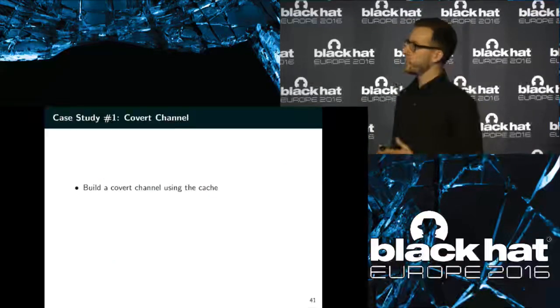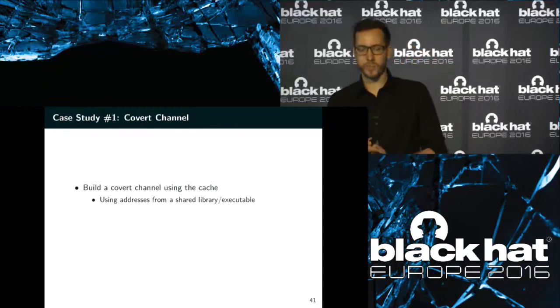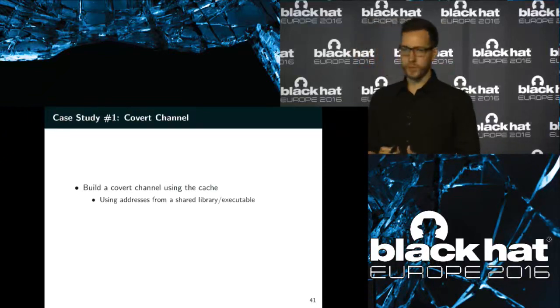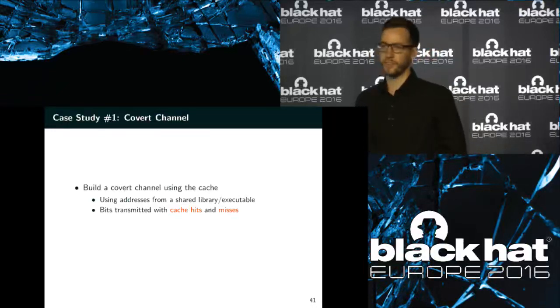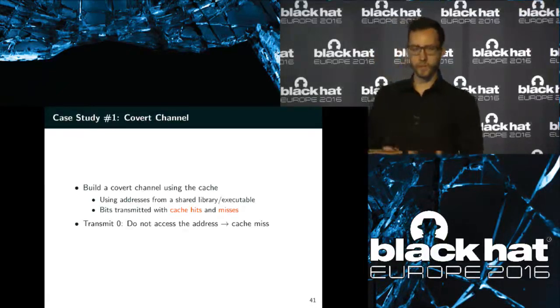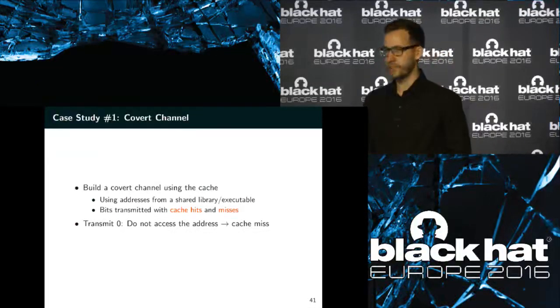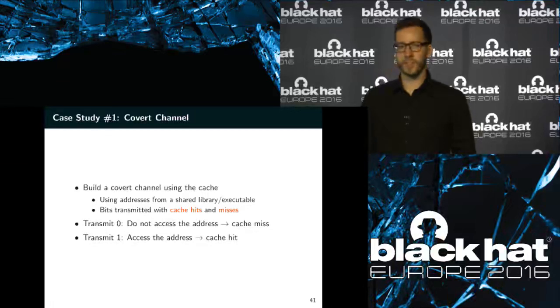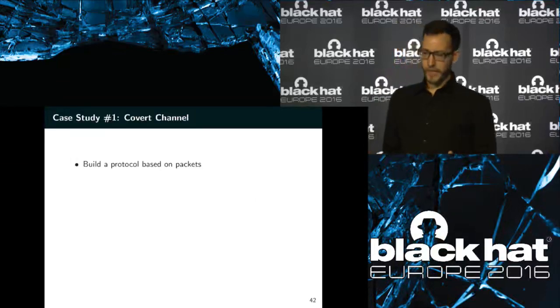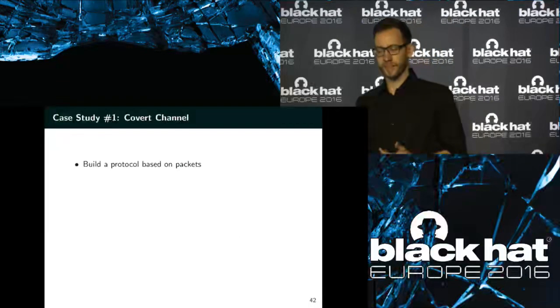And what we did was we built a covert channel using the cache. So we used addresses from shared memory, from a shared library or executable, and we transmitted bits through cache hits and cache misses. So as an example, if you want to transmit a 0, the sender does not access the address, and so the receiver will measure a cache miss. If you want to transmit a 1, the sender will access the address, and the receiver will measure a cache hit. And using those building blocks, we can build a protocol.